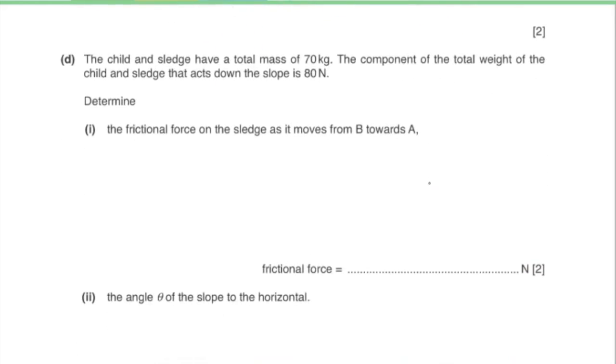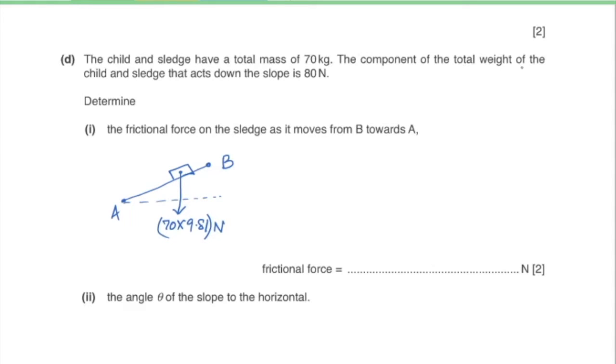Part D, the child and sledge have a total mass of 70 kilograms. The component of the total weight of the child and sledge that acts down the slope is 80 newtons. Determine the frictional force on the sledge as it moves back from B towards A. So let's suppose that this is point A and this is the hill it's going to be moving on. This is point B. This is the horizontal level. This is the sledge, which weighs 70 kg, and 70 kg means that 70 into 9.81 newtons of force is acting vertically downwards.